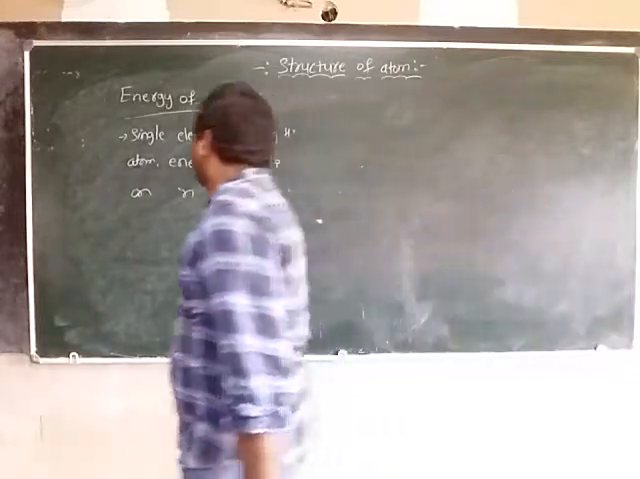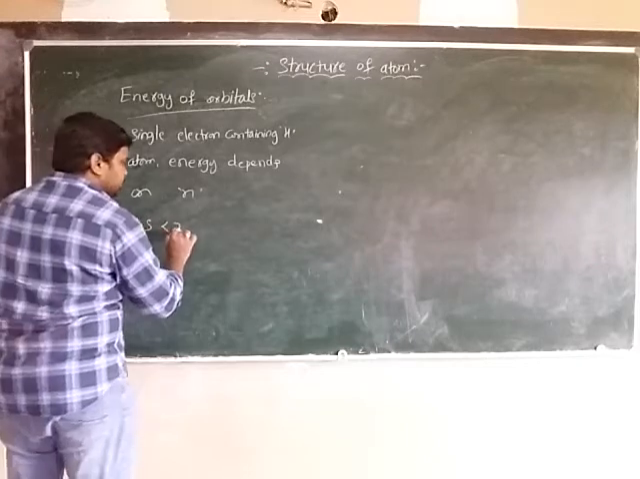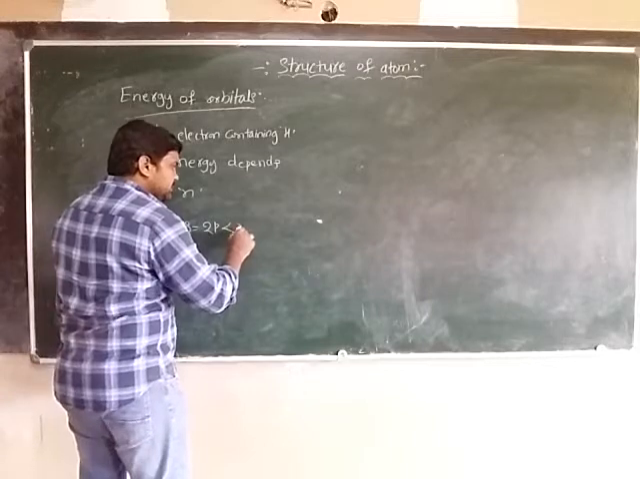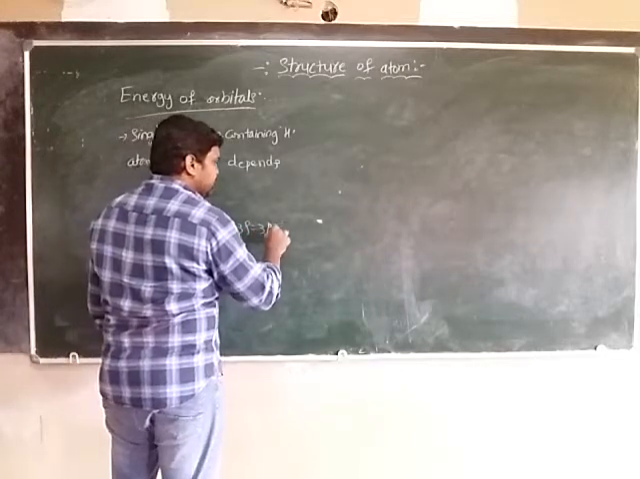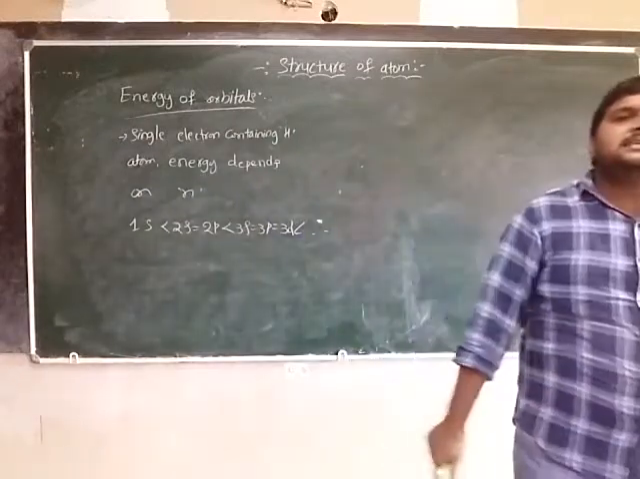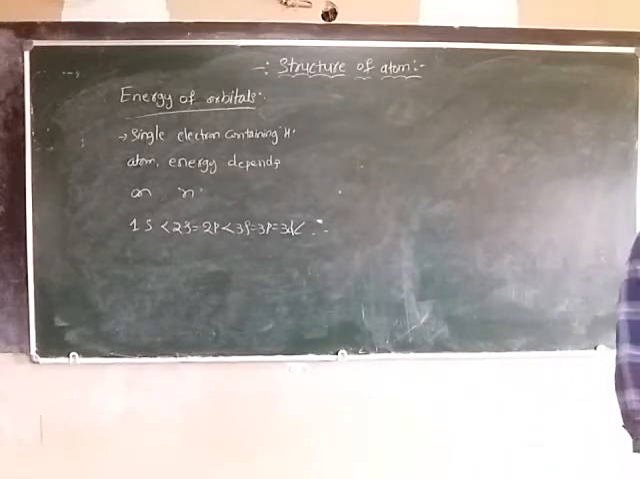For example, 1s is less than 2s equal to 2p, less than 3s equal to 3p equal to 3d. So like that it will go on. So this is only for single electron containing species, like hydrogen.